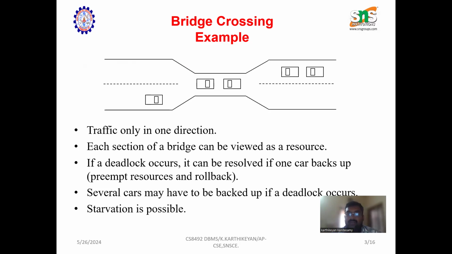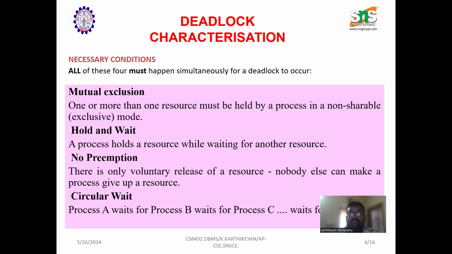So the traffic is only in one direction. Each section of the bridge can be viewed as a resource. If a deadlock occurs, it can be resolved if one car backs up and gives up the resource, that is, is rolled back. Several cars may have to back up if the deadlock occurs. Starvation is also possible in this case.